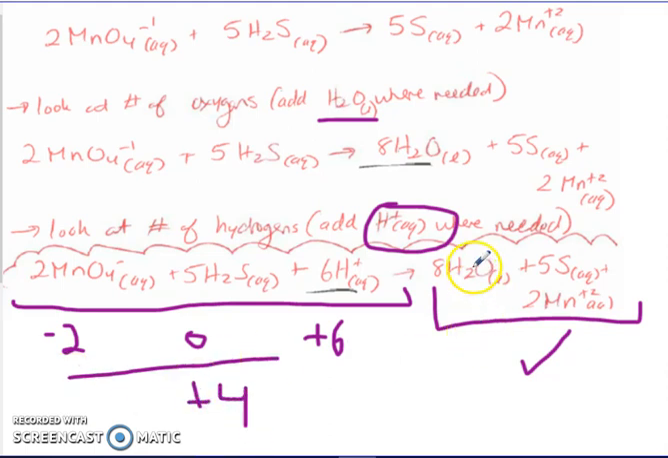Over here on the product side, we have 0 for the waters because it's neutral, 0 for the sulfur because it's also neutral, and we have 2 times +2, which makes +4. So if your reaction is properly balanced, all the charges on the reactant and product sides should add up. This is a positive 4, not -14. +4, +4.